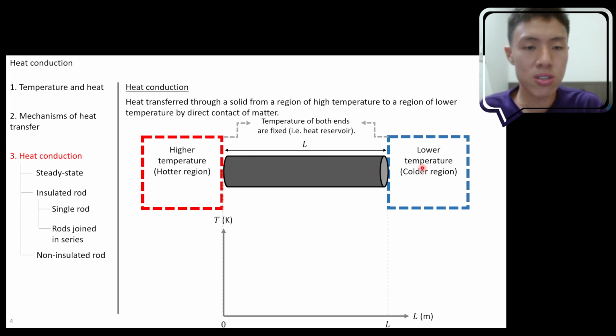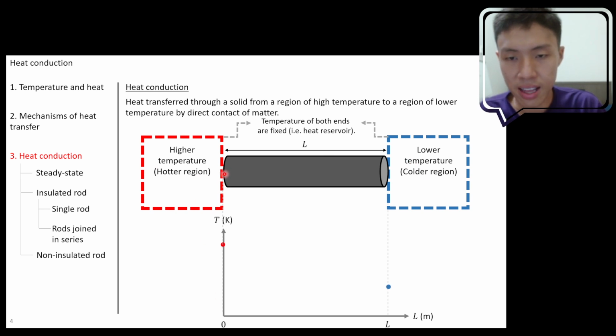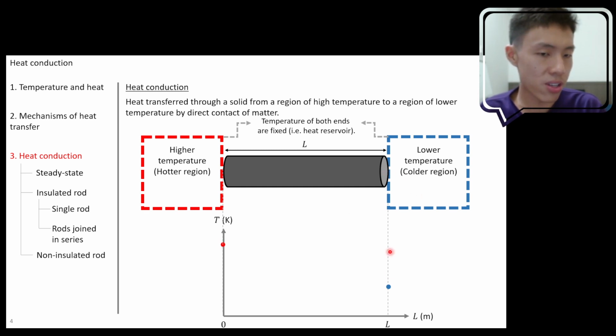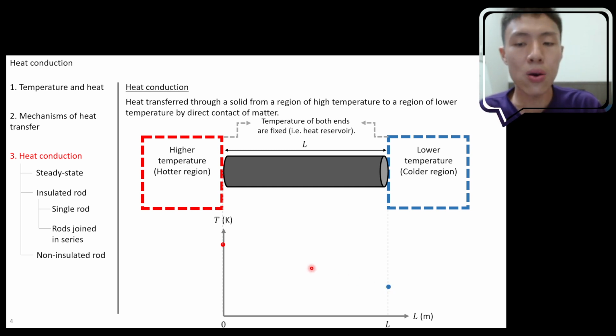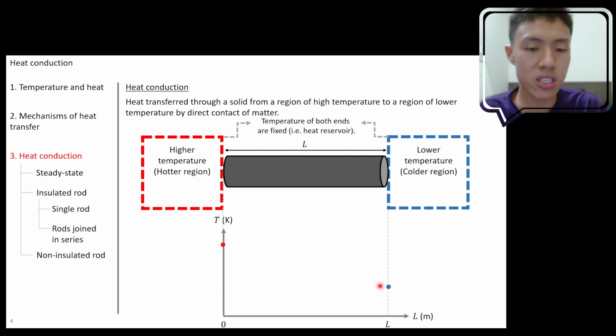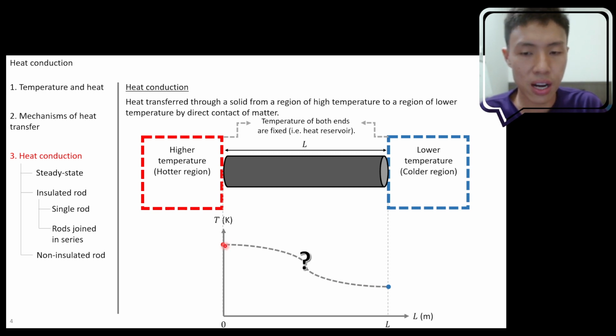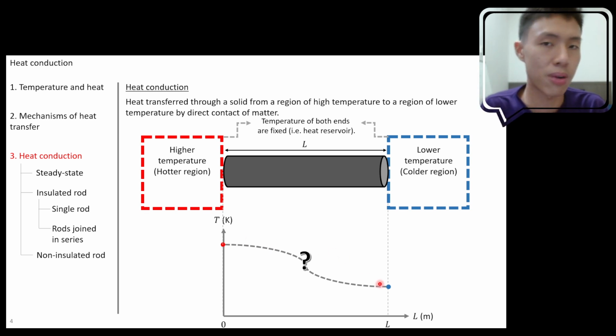Because we set both ends to be fixed in temperature, we can say the left end of the rod has a fixed temperature, which is this red dot over here, whereas the right end of the rod has another fixed temperature, which is this blue dot over here. So what we are concerned about is how the temperature varies along the rod, between the hot end and the cold end. This is what we are concerned about over here.